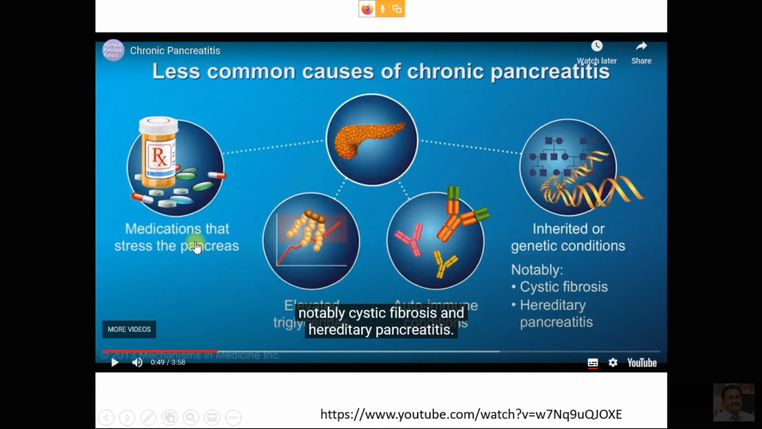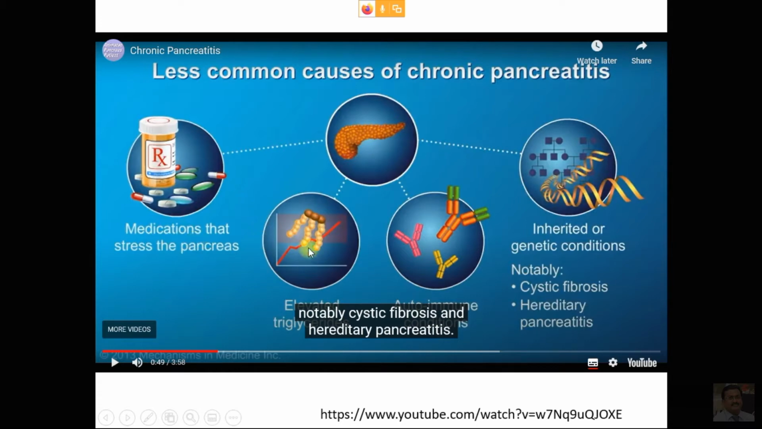A person taking medication for diabetes mellitus, which squeezes the beta cells of the pancreas to secrete insulin, or otherwise affects the exocrine function, that means the digestive juices. Also some of the drugs, like steroids, may be involved in this.